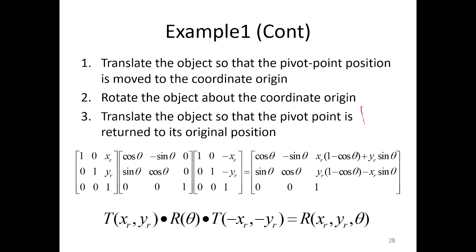times 1 0 minus xr, 0 1 minus yr, 0 0 1, which equals cos theta, minus sin theta, xr of 1 minus cos theta plus yr sin theta; sin theta, cos theta, yr of 1 minus cos theta minus xr sin theta; and 0 0 1. Therefore T of xr comma yr times R of theta times T of minus xr comma minus yr equals R of xr comma yr comma theta.